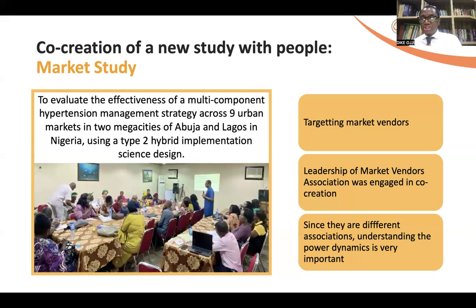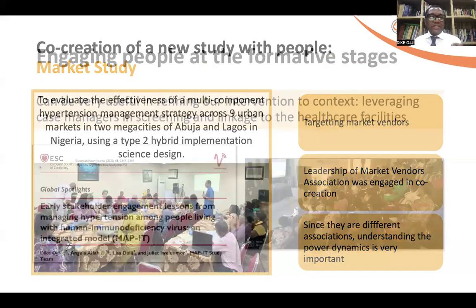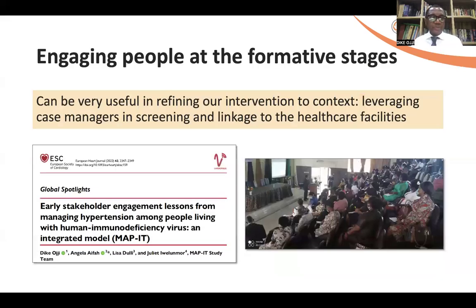And in this co-creation, we engage the leadership of the Market Vendors Association. But since there are different associations, we have to also understand the power dynamics, how we're going to go about it. And how did we do this? We have to speak to people who have worked with them. We have to speak with different leadership. We have to get down to that level, visit them in the marketplaces, and even in the association meeting, and see how things play out. You have to understand this complexity if you want your intervention to be successful.